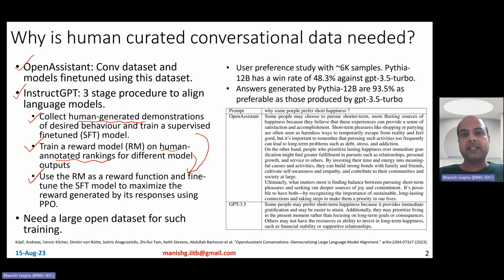Now, in general, these datasets have been proprietary. Therefore, there was a need to build a large open dataset, which is where OpenAssistant started this initiative of creating a large dataset.